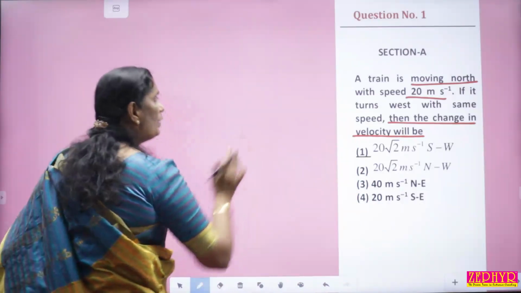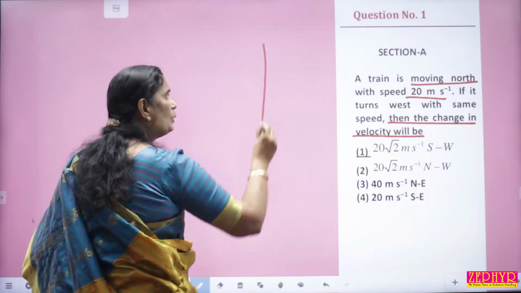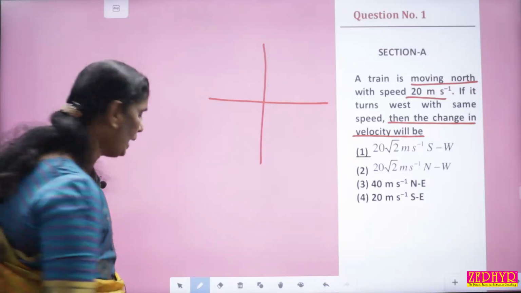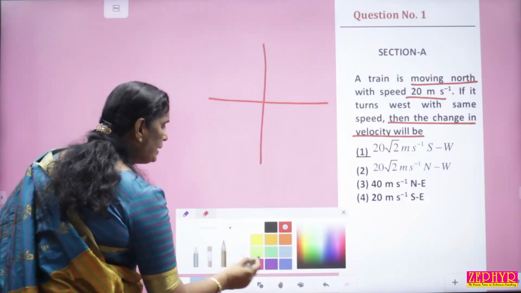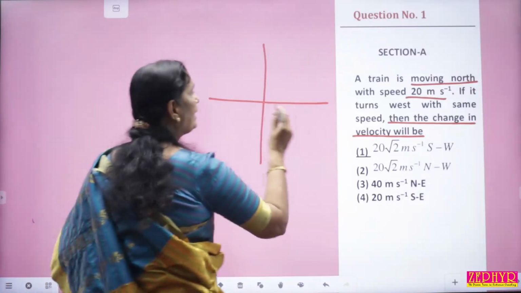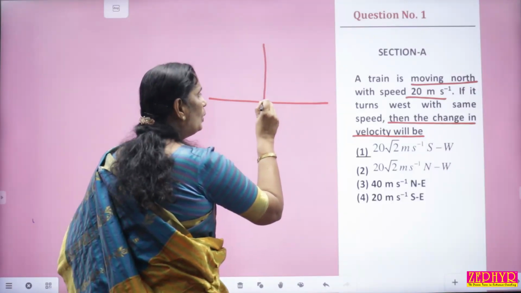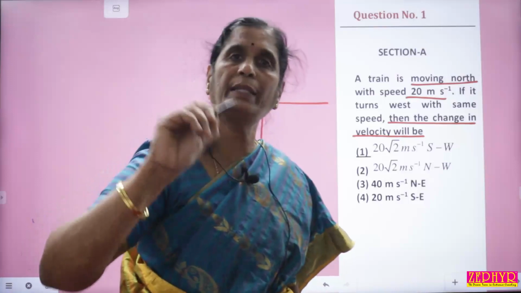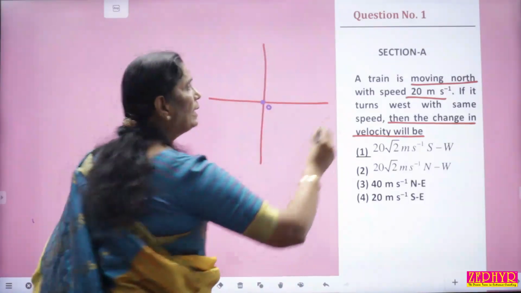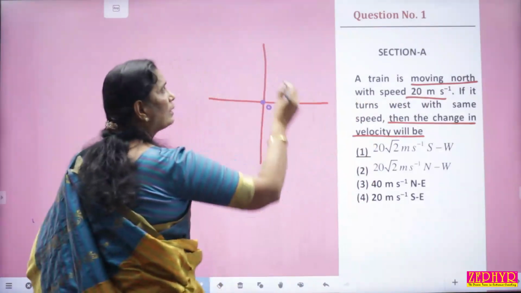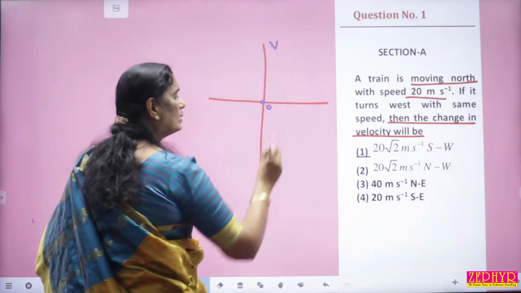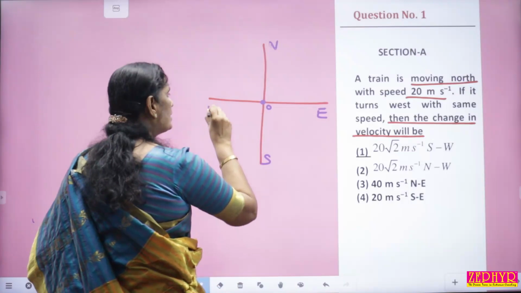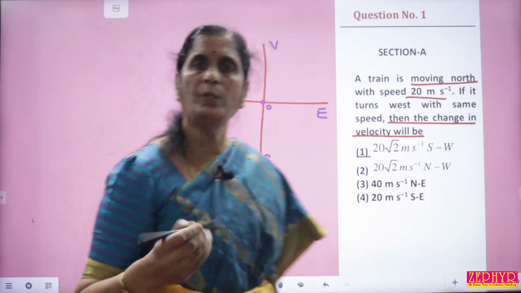Okay, so first we will draw the diagram. So this is our x-axis and y-axis. And the starting point we will take as the origin. So O is the starting point, and now you can represent the vectors. A train is moving towards north. So north, south, east and west, our usual notations.